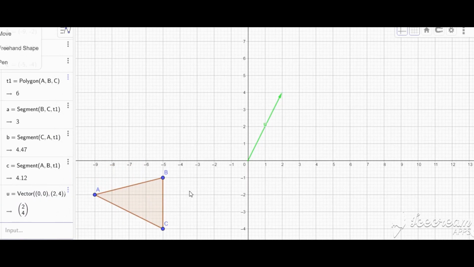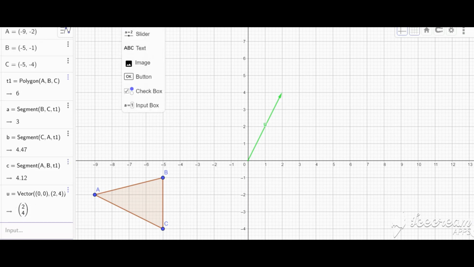So we have our object, and now I have my translating vector. We're using the vector down here in the bottom left hand corner, which is 2, 4. So my translating vector is 2, 4. So let us translate this object using my translating vector 2, 4 and see what happens.